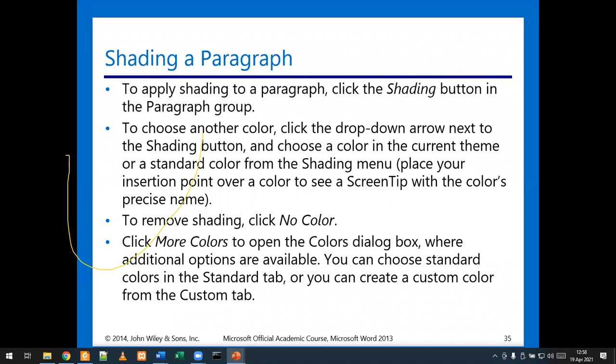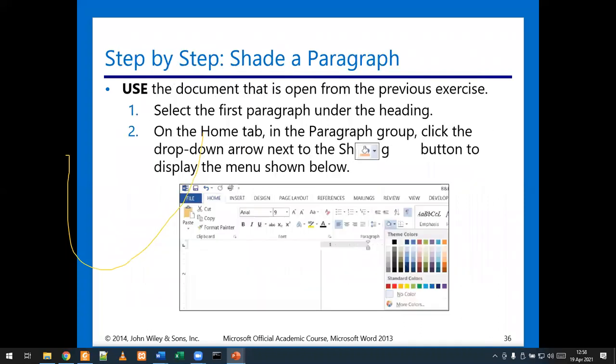Shading a paragraph. So we move on to applying some shading to a paragraph. So we can click the shading button in the paragraph group. We can also use a different color for shading and also remove the shading by clicking the no color. And we have more colors to open up our colors dialog box where additional options are available. So here we have a step-by-step exercise that allows us to apply shading to our paragraphs.